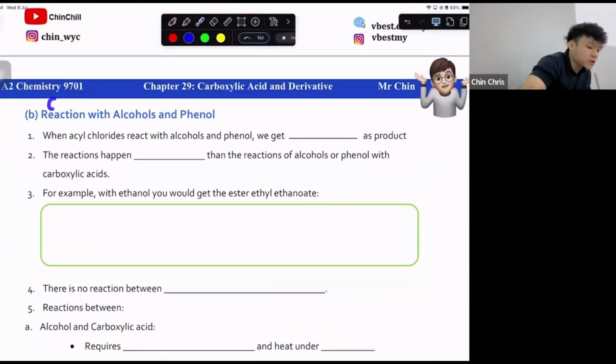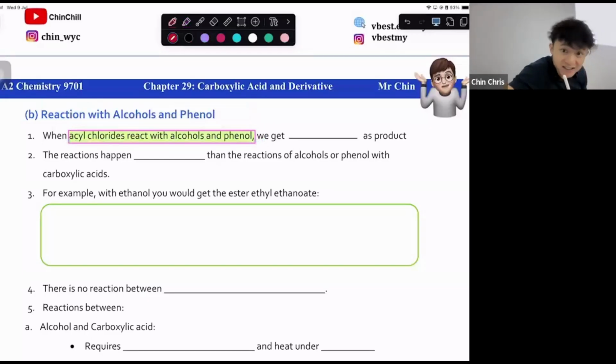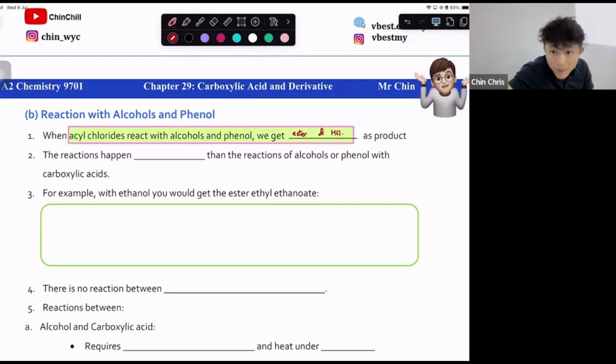Guys, if I take a carboxylic acid and react it with an alcohol, what do you get? Ester, right? Yeah, ester, good job. So guys, the same thing: acyl chloride reacts with alcohol and phenol, you get an ester and HCl. Next, this reaction happens more rapidly.